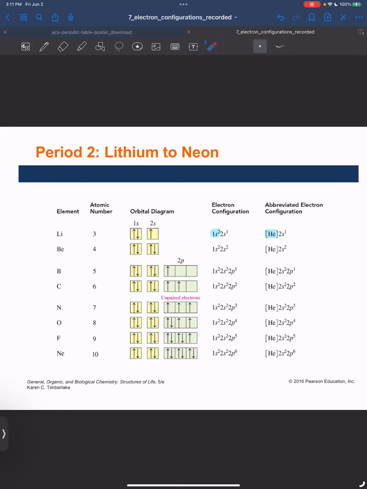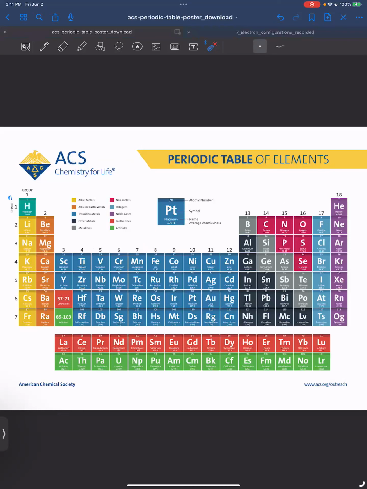And when we get to boron, so we learned this is actually the S block. So that's the S. We finished beryllium, which ended up being 1s2, 2s2. But when we get to boron, now we're in what's called the P block. So we're going to start filling up the P sublevel here. This is the P block.